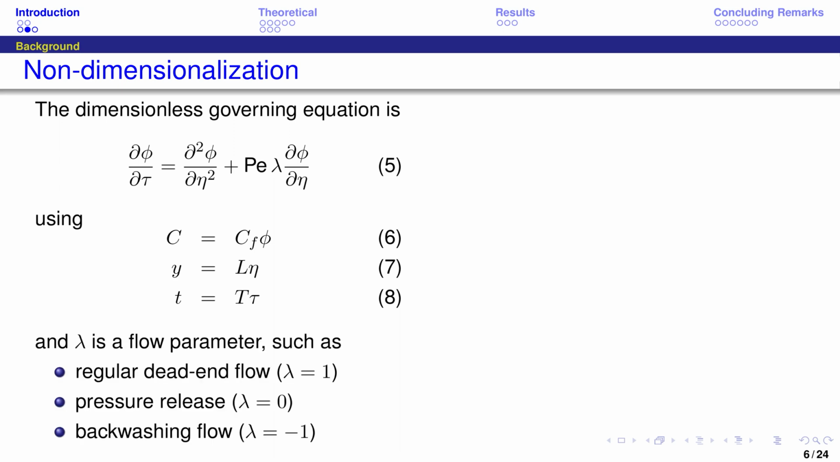Lambda is a discrete constant, which can be 0 or plus minus 1. The standard dead-end filtration is represented using lambda equal to 1. Lambda equal to 0 means the pumping stopped, so the permeate flux became 0, while the back diffusion continued. The negative value of lambda involves a backwashing process for membrane cleaning, which is out of the current research scope.